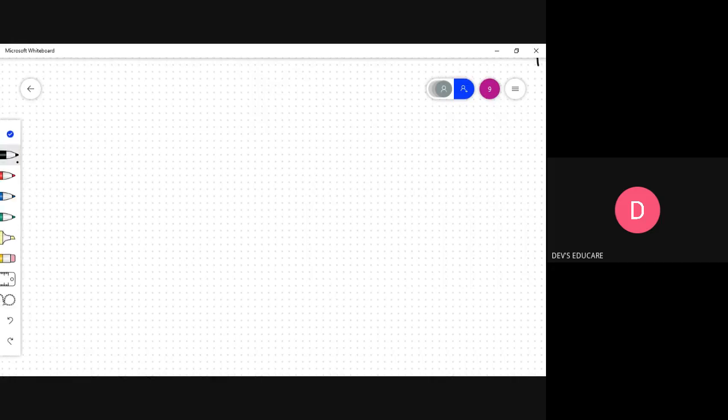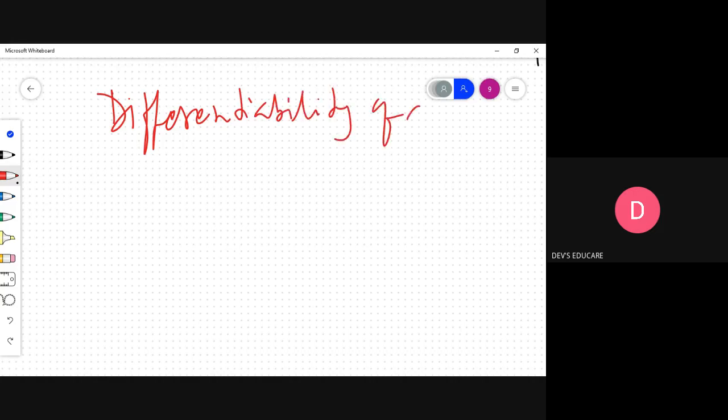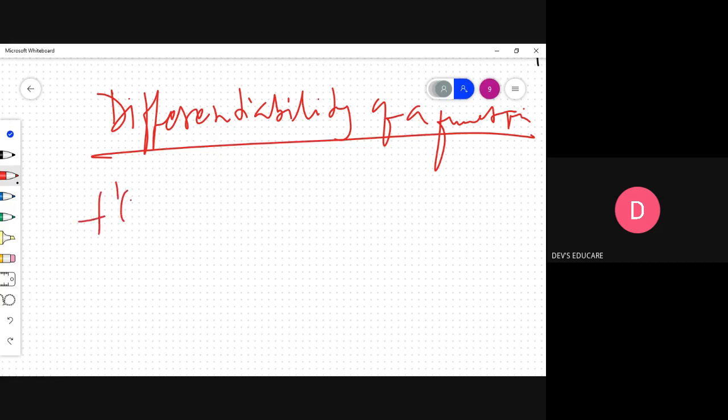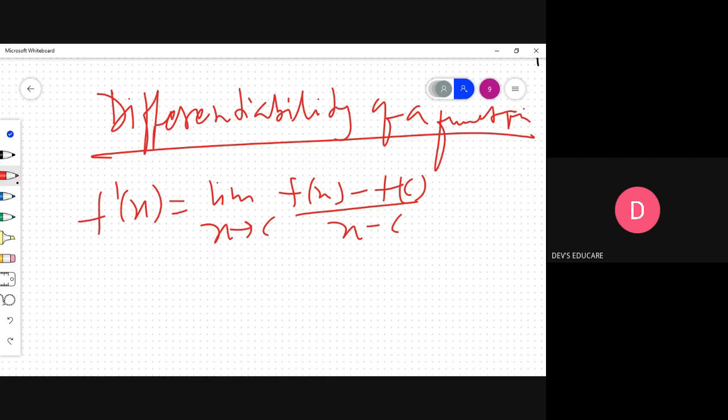Here it is differentiability of a function. What is its definition? f dash x equals the limit as x tends to c of (f(x) minus f(c)) upon (x minus c). This is the definition that is given in the NCERT book.